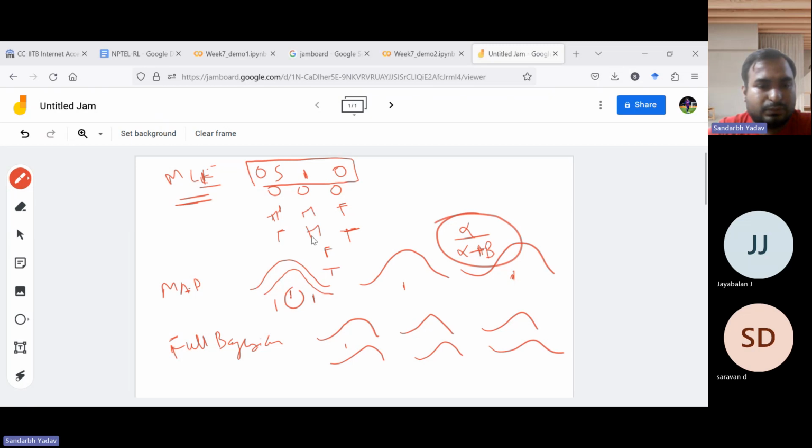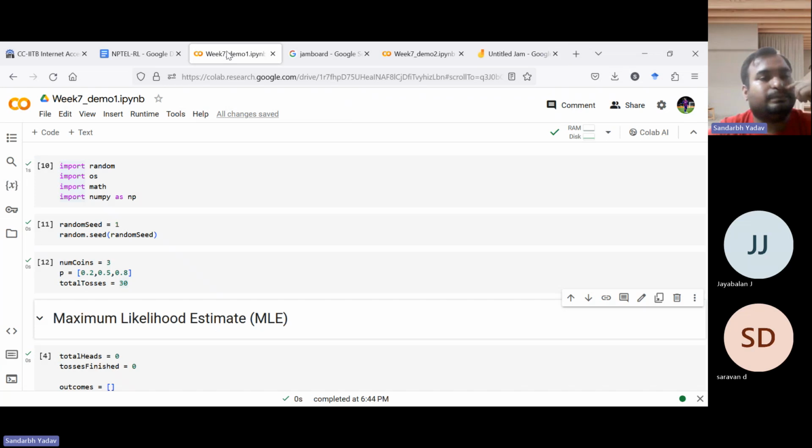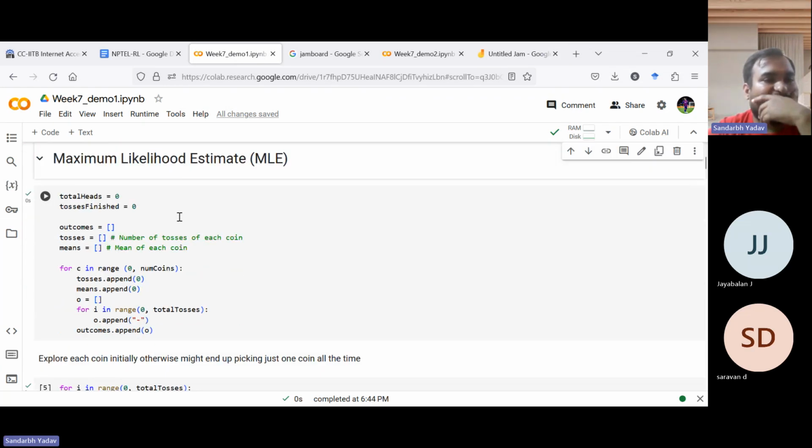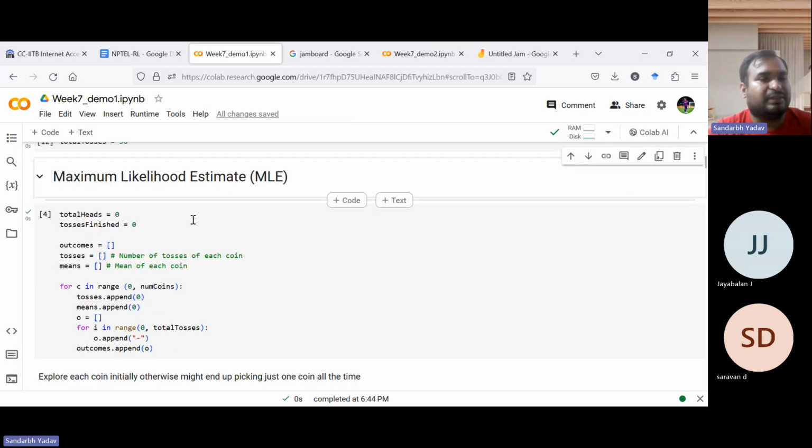So now what I'm going to do is show you the demo. So this is total heads. This basically does not consider which coin. It's simply to track how many heads have happened till now, and this simply tracks how many tosses. So we are considering 30 tosses here.